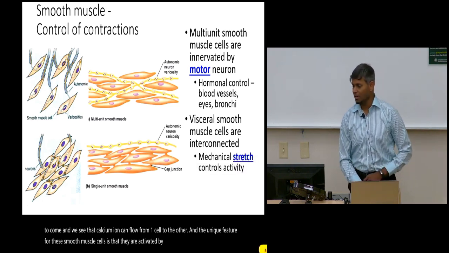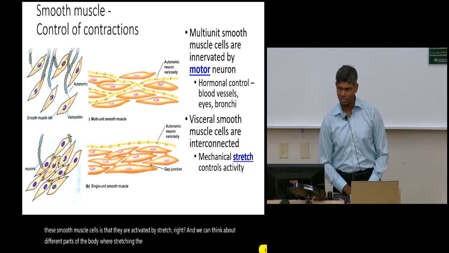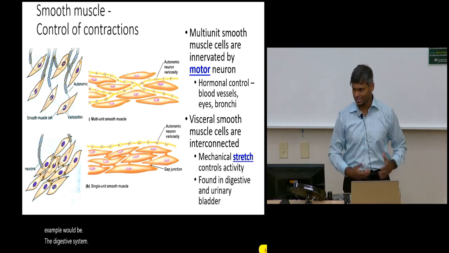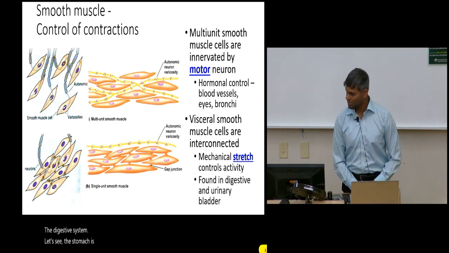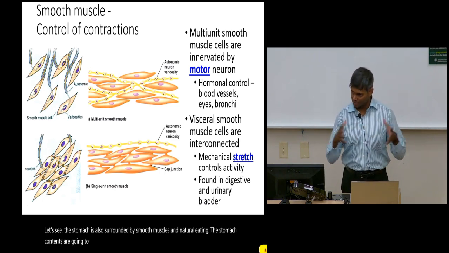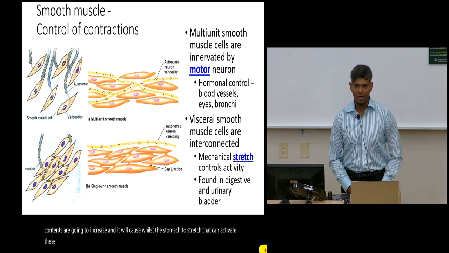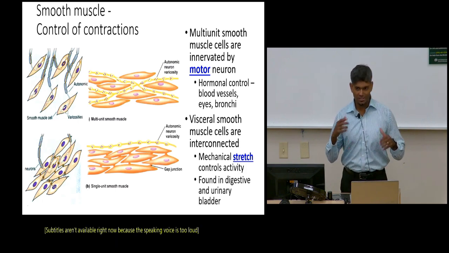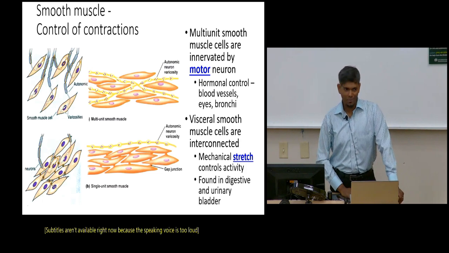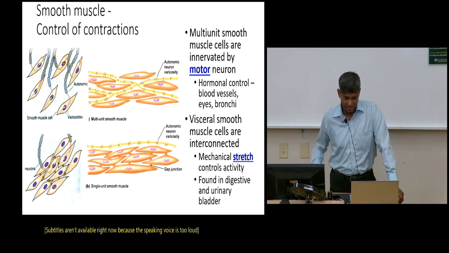Right, and we can think about different parts of the body where stretching the muscle will lead to its activation. So one example would be the digestive system, and let's say the stomach is also surrounded by smooth muscles, and as you're eating, the stomach contents are going to increase, and it will cause the walls of the stomach to stretch. That can activate these muscles, right? And we see that as the stomach stretches, signals can be sent to the brain to say that you've eaten enough, stop eating. And we will take a closer look at this in the digestive system.